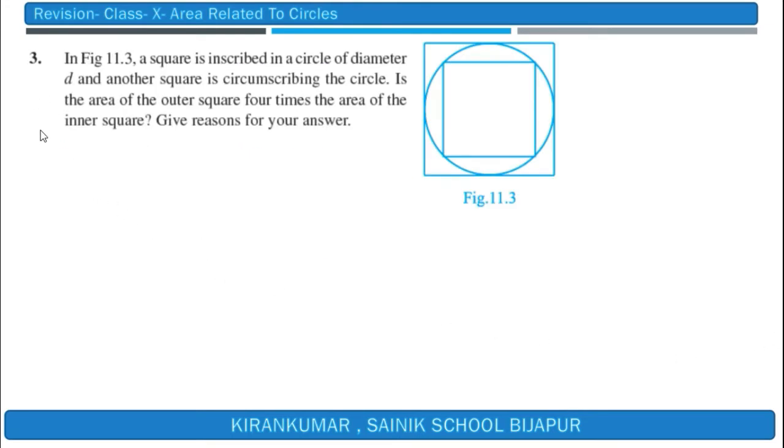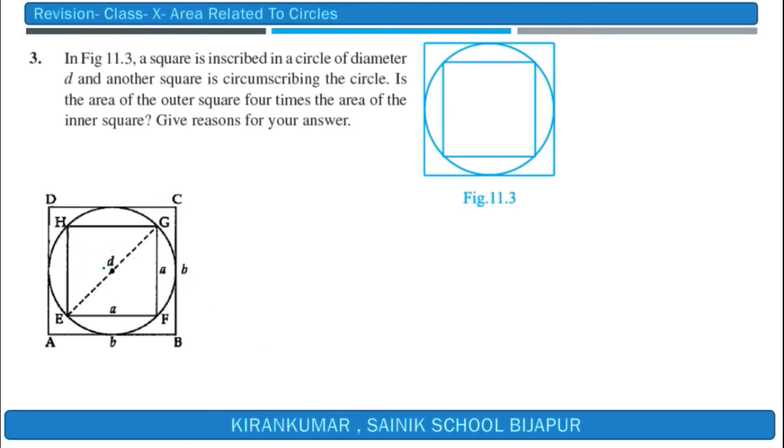Question 3. In the figure 11.3, a square is inscribed in a circle of diameter d and another square is circumscribed. Is the area of the outer square 4 times the area of inner square? For better understanding, I'll label the figure and I'll consider the diagonal of the square, which is the diameter d. Let the side of the smaller square be a units and the bigger square be b units.